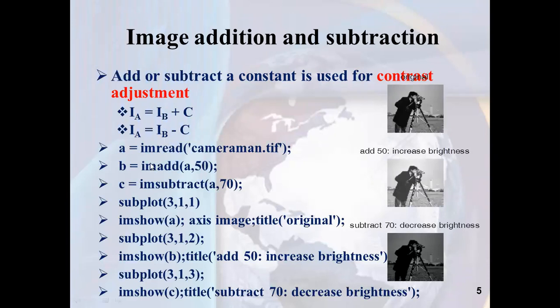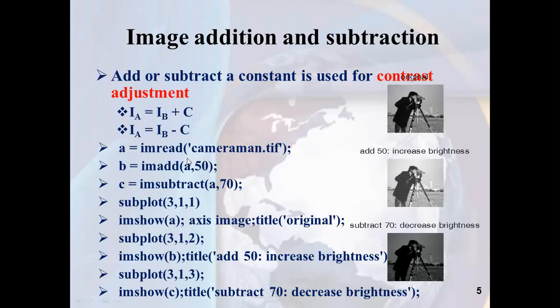Okay, let's take an example. This is imread. We read the image cameraman.tiff. We add to the image A the number 50, then we subtract 70. And we make subplots. We talked about subplot and axis title, all this part, in the previous chapter.